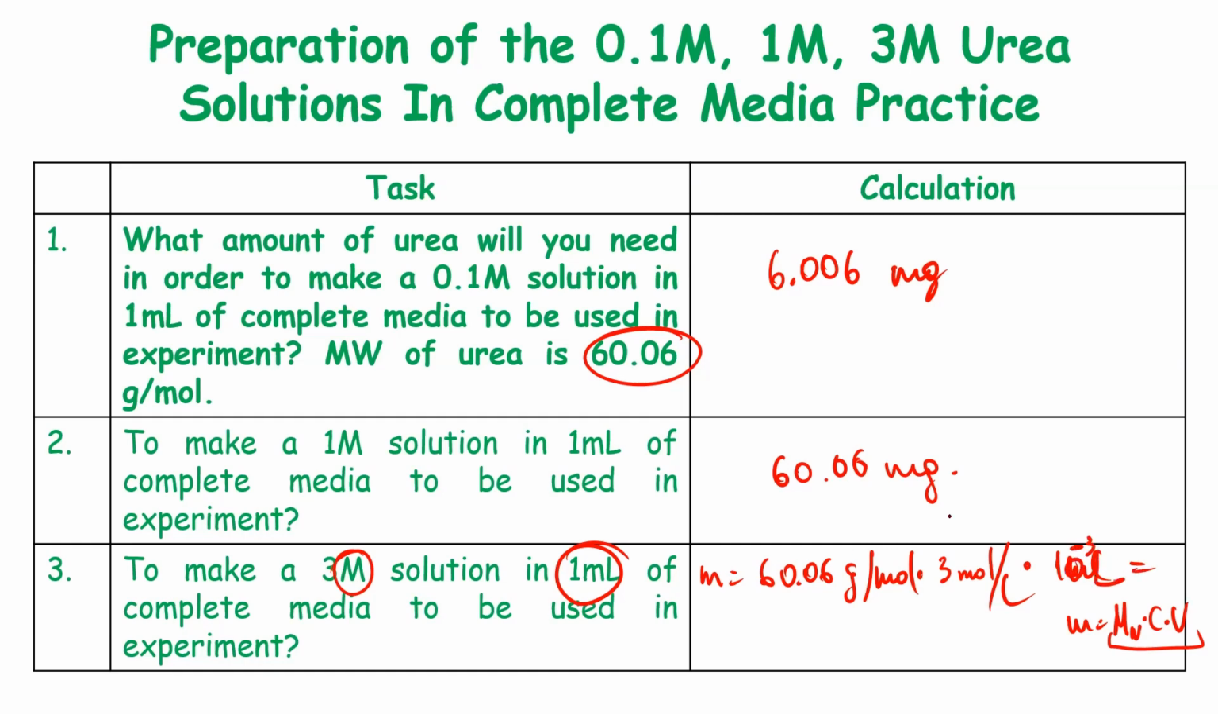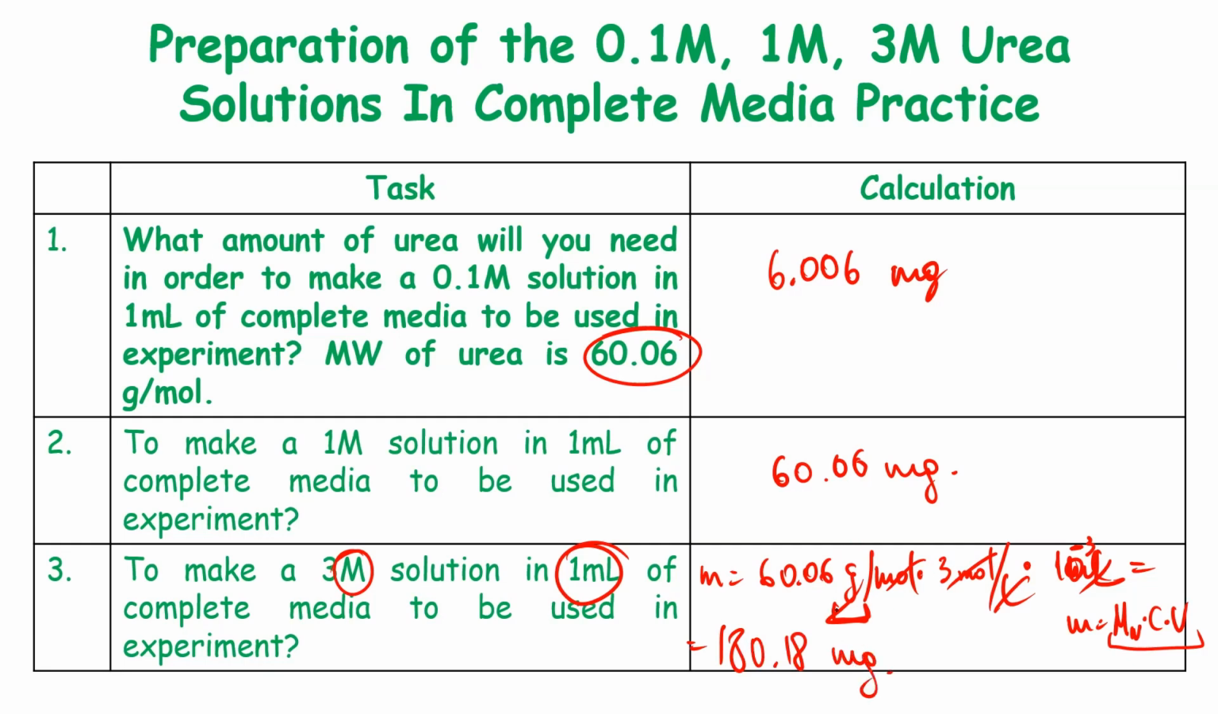Now, what cancels each other? Moles cancel each other and liters cancel each other. So we are left with only grams, of course, because mass is measured by grams. So 180.18 milligrams.